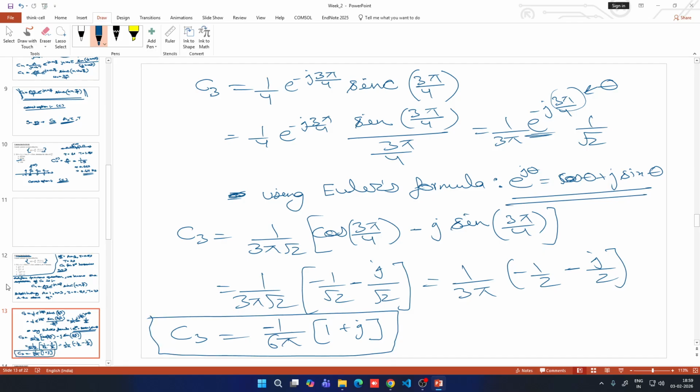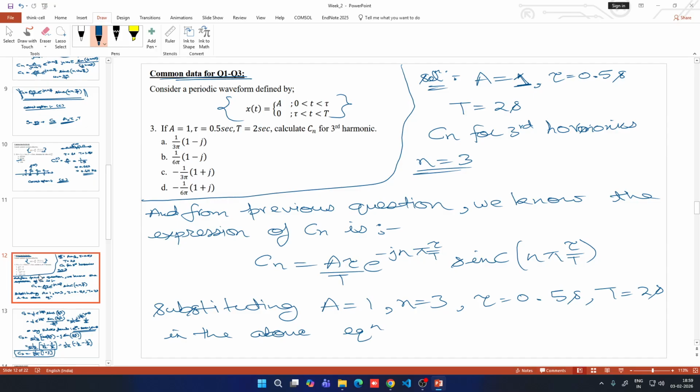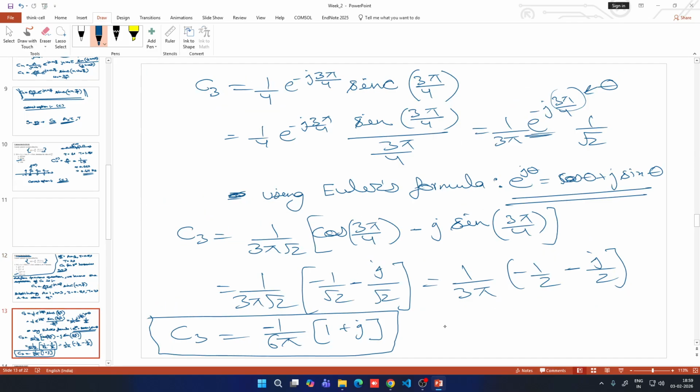Now if we match it with the given solutions, the correct option is option D, minus 1 by 6 pi into 1 plus j. So just writing, the correct option is D.